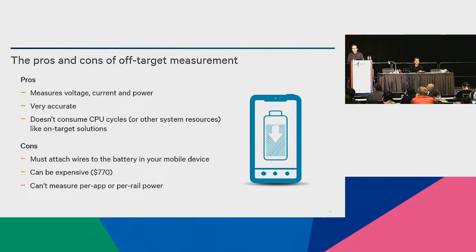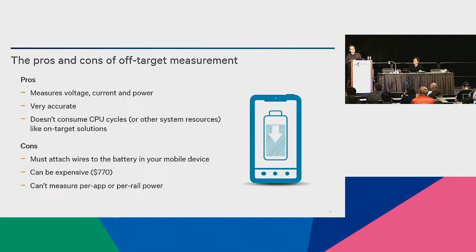So up until now, everything we've been talking about is on-target power measurement. Obviously, there are a couple of ways to do off-target measurement. Kevin's going to talk about something later called QEPM, which is a way to do off-target measurement with software. And then, of course, a lot of people use hardware meters.